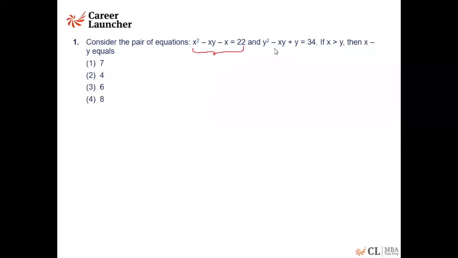So we got two equations here, and we are given that x is greater than 1, and then we have to find out the value of x minus y. Had you just subtracted these two equations one from the other, you might have actually got stuck.